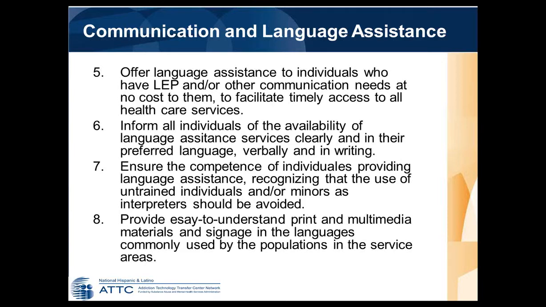A lot of times what this means is having a translator or an interpreter available. In addition, if a person isn't there to do that, having workers that have the capacity or the availability to provide such services. Number 6, inform all individuals of the availability of language assistance services clearly and in their preferred language, verbally and in writing.